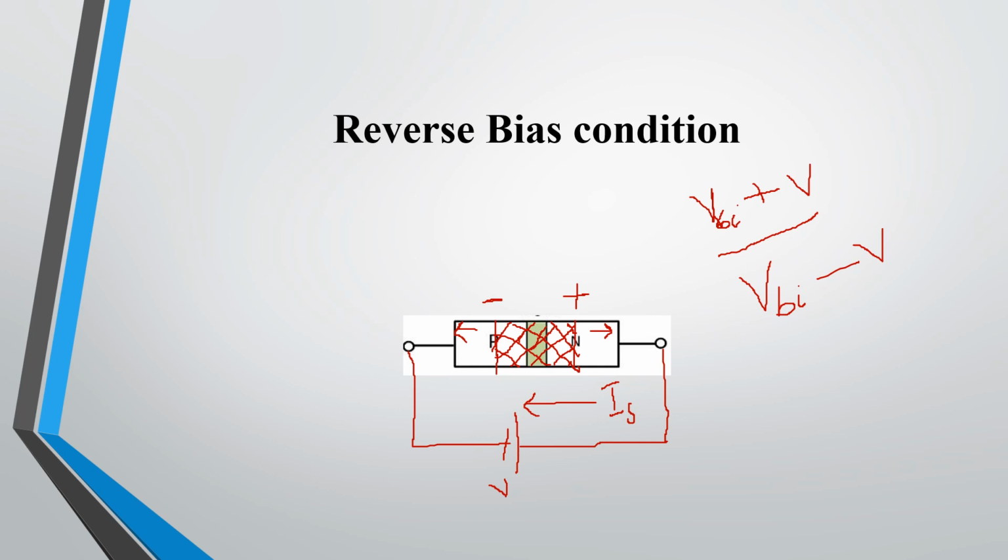Under forward bias condition, the positive terminal will be connected to the p-type and the negative terminal of the external battery will be connected to the n-type, as a result of which the depletion region will be reduced. Whereas under reverse bias condition, the negative terminal will be connected to the p side and the positive terminal to the n-type material, as a result of which the depletion region will be widened. Okay, this is what we have seen in this session.